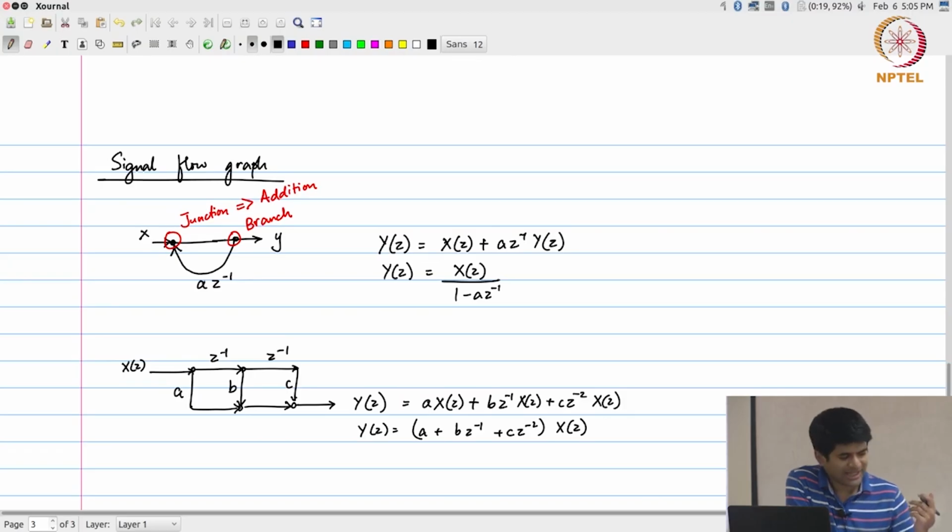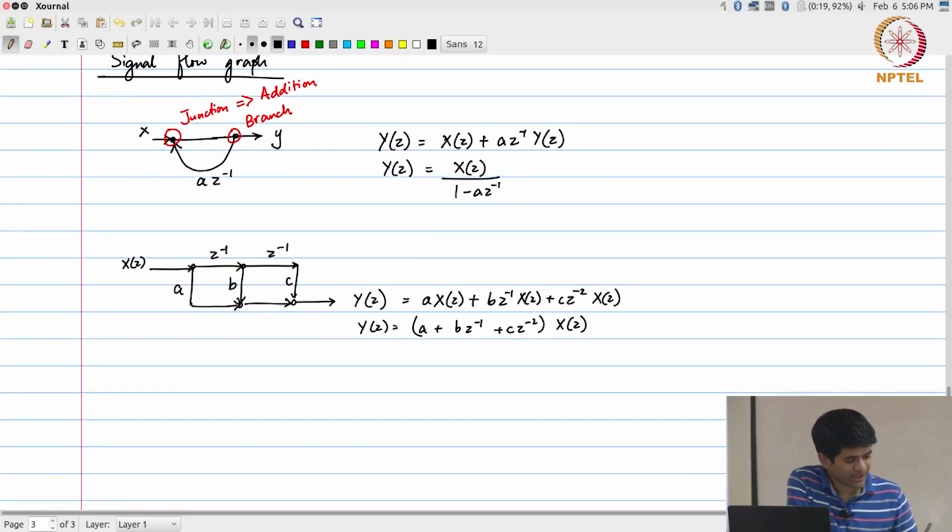Okay, and that essentially relates to the fact that there is a theorem which says that if you can switch the directions of every arc in the signal flow graph, right, and replace junctions by branches and branches by junctions and swap the input and output, you will get the same functionality. Okay, so what exactly does that mean?